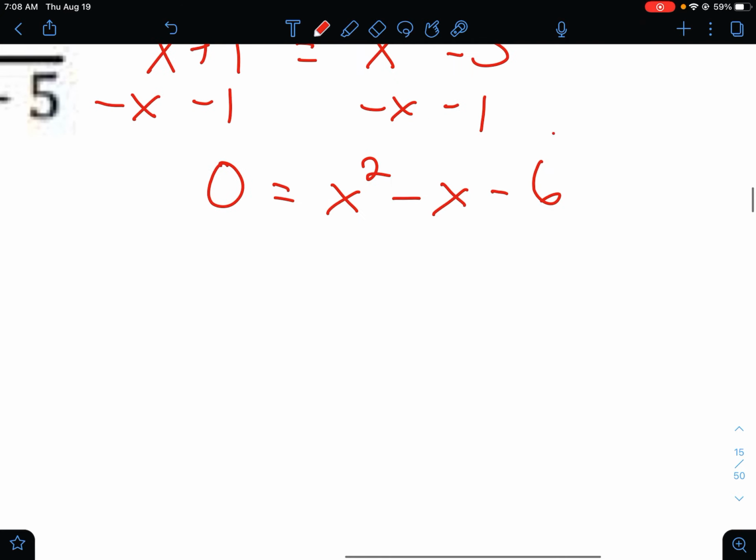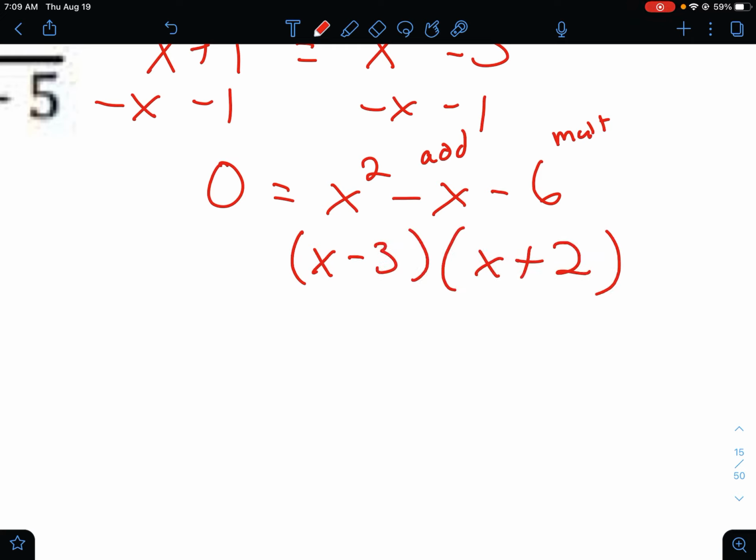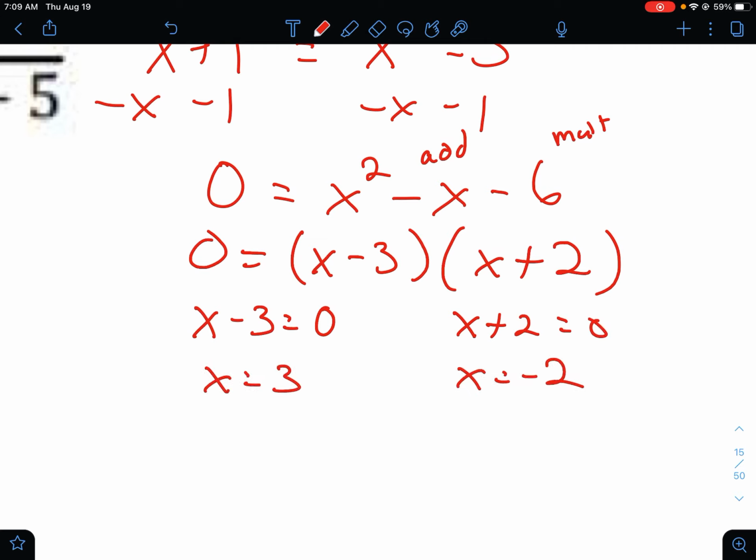So then I've got to figure out what multiplies to give me a negative 6 and adds to give me a negative 1. That is going to be x minus 3 and x plus 2. So then I set these terms equal to 0. And I get x equals 3 and x equals negative 2.